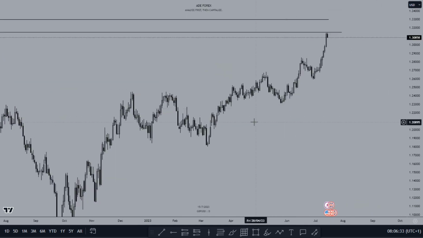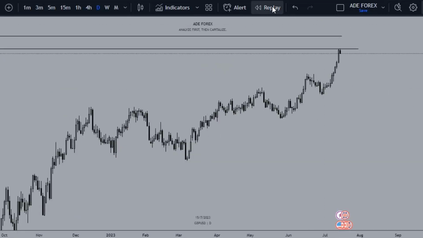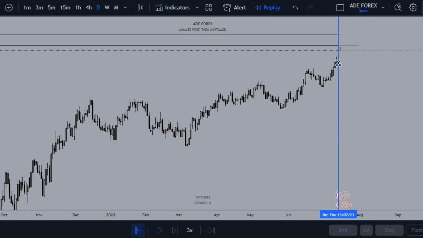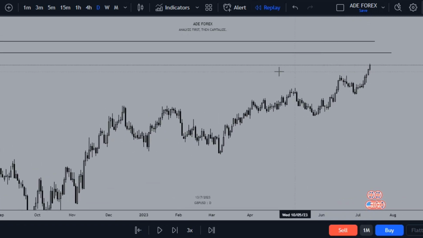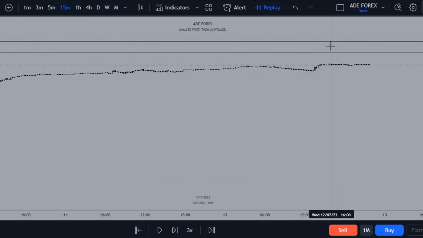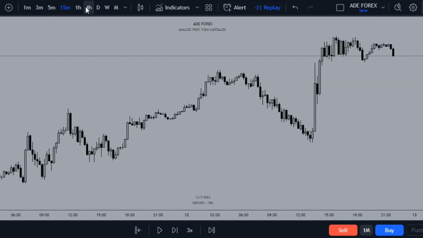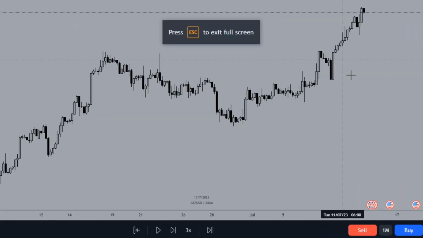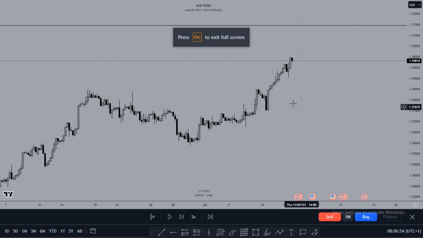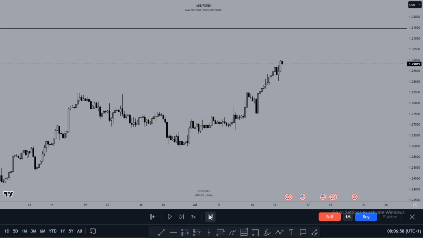Okay, let me use the replay tool. Let's go straight to Wednesday. In fact, let's go straight to the 15-minute time frame to not waste so much time, because here we are on the 4-hourly time frame. We can see that the market is bullish. We've been bullish.